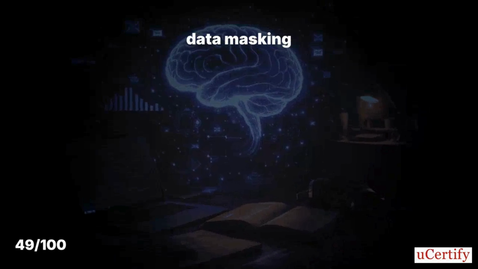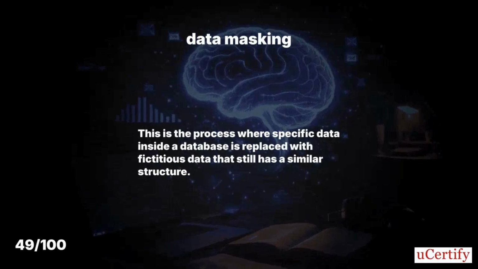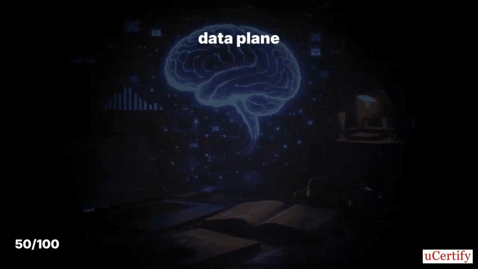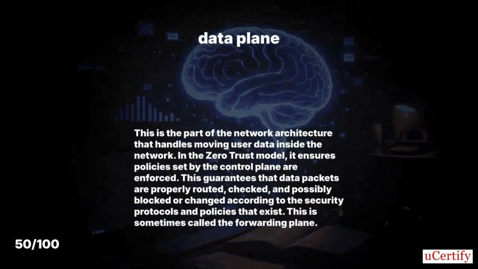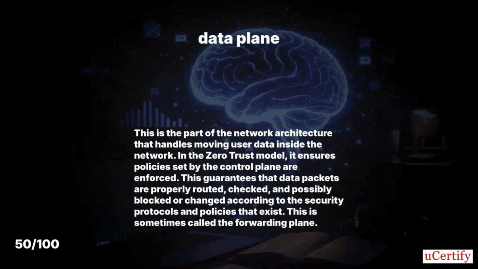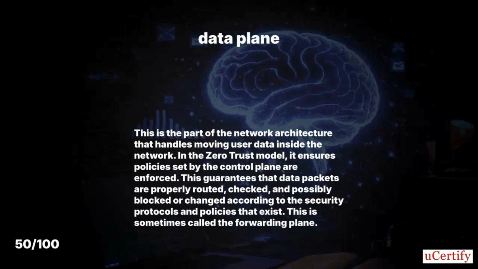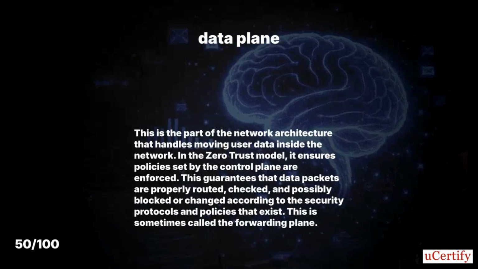Term: data masking. This is the process where specific data inside a database is replaced with fictitious data that still has a similar structure. Term: data plane. This is the part of the network architecture that handles moving user data inside the network. In the Zero Trust model, it ensures policies set by the control plane are enforced. This guarantees that data packets are properly routed, checked, and possibly blocked or changed according to the security protocols and policies that exist. This is sometimes called the forwarding plane.